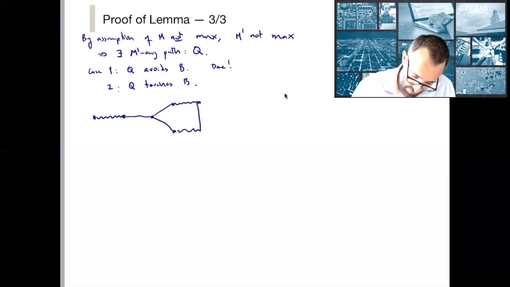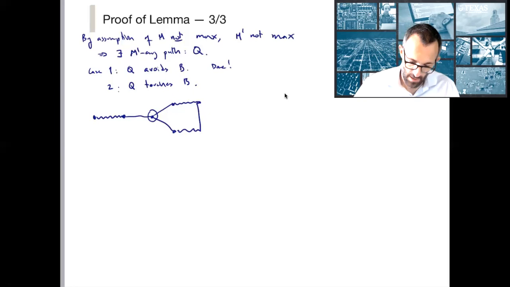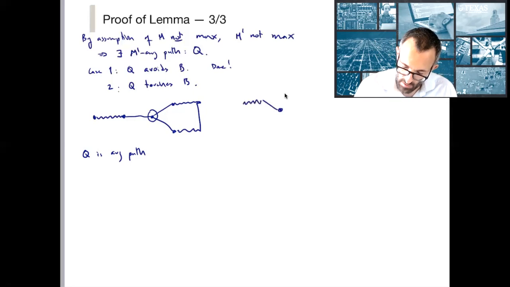And so this is our exposed vertex. Also, by assumption, our blossom now has only one exposed vertex. Initially, a blossom has no exposed vertices, but our blossom has only one exposed vertex. So since Q is an augmenting path, it has to go from an exposed vertex to an exposed vertex. So therefore, it has to start somewhere over here. It has to go something like this.